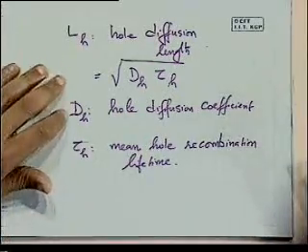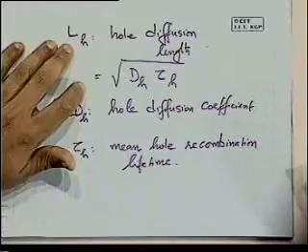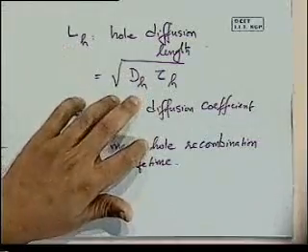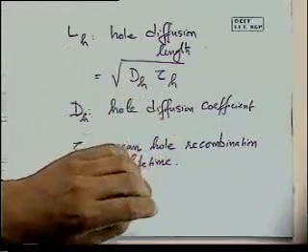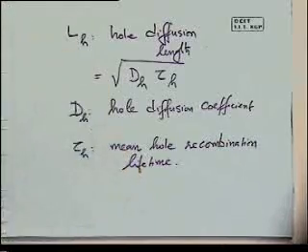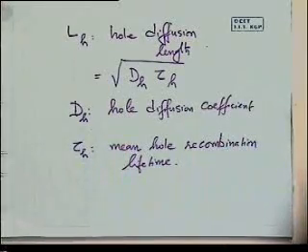You may recognize immediately that this kind of expression, L_H equal to the square root of D_H tau_h, is common in all kinds of diffusion equations. That L_H, which is a length, is equal to root Dt. X equal to root Dt we find in all kinds of diffusion equations. So it's a similar concept that we've used.